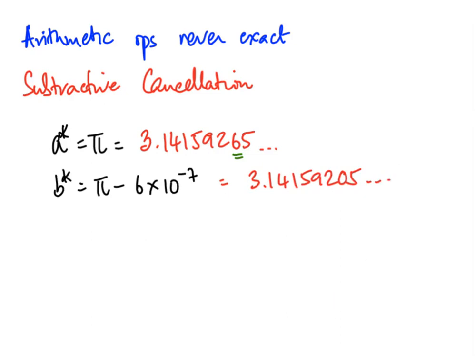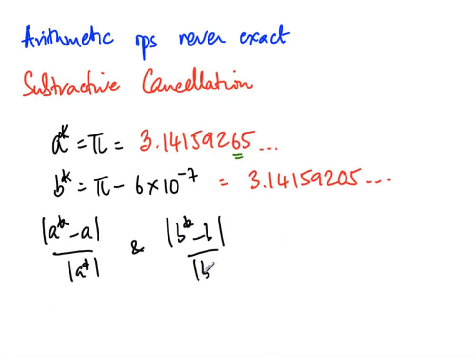Now it turns out that if I actually compute these relative errors, a star minus a divided by a, and so on, these two relative errors are approximately of the order of 10 to the minus 7, which is very acceptable if you have 7 digits of precision, and 10 to the minus 7 is your expected error.